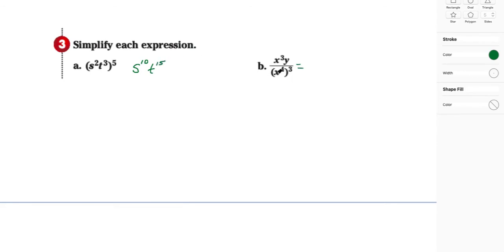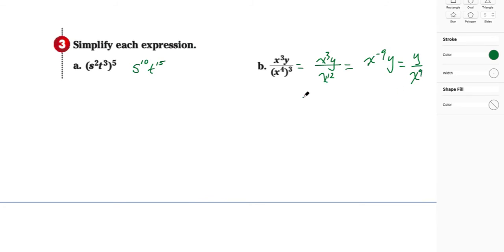So I'm going to get rid of the parentheses by raising this already. And so I have x to the 3rd, y in the numerator, but in the denominator, I have x to the 12th. Power to power, multiply those powers. And then I'm going to sit down and take my time and do some canceling. I could look at this as x to the 3rd minus x to the 12th, which is going to give me x to the negative 9th times y. I'm not fond of negative exponents when I don't need to be, so I'm going to put it like that.